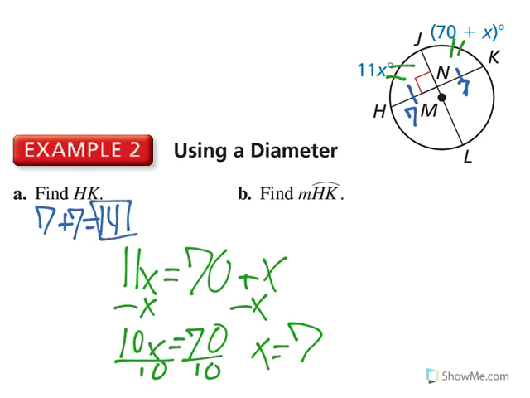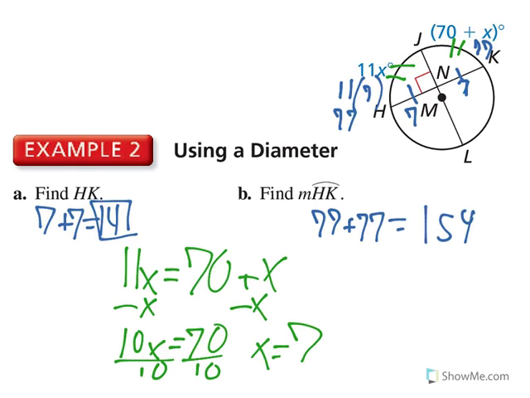My second one, B, says to find the measure of HK, so that minor arc there. Well, we found that x is 7, so I'm going to plug it in. So up here, if I do 11 times 7, that means I get 77. So that means this side is also 77, so I'll just add both those parts. And so it would give me 154 degrees would be the measure of HK.